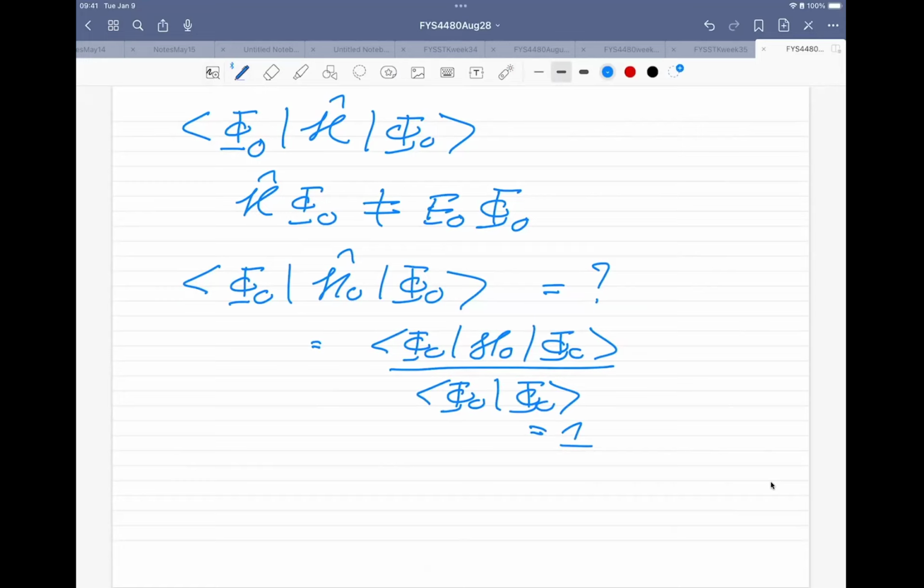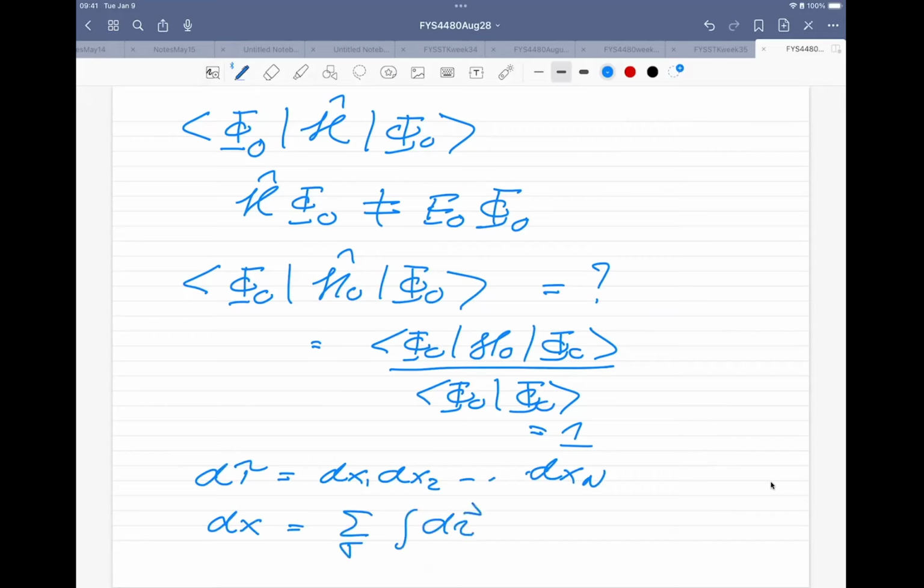Okay, so what we need now is just to introduce some shorthands. d tau is dx1 up to dxn. And also keep in mind that dx is actually given by a sum over the spin degrees of freedom and an integral over the spatial degrees of freedom. So we are going to stick with this compact notation when I write dx like this.